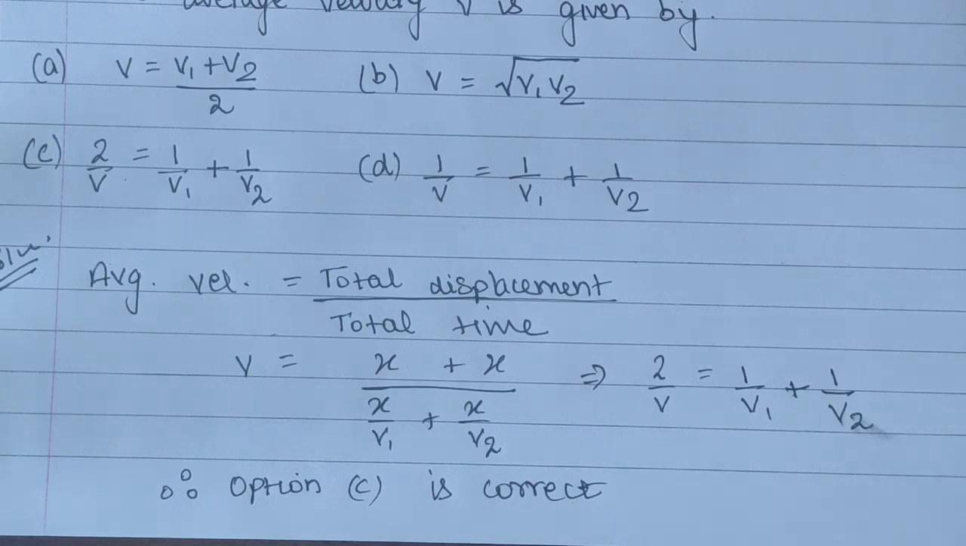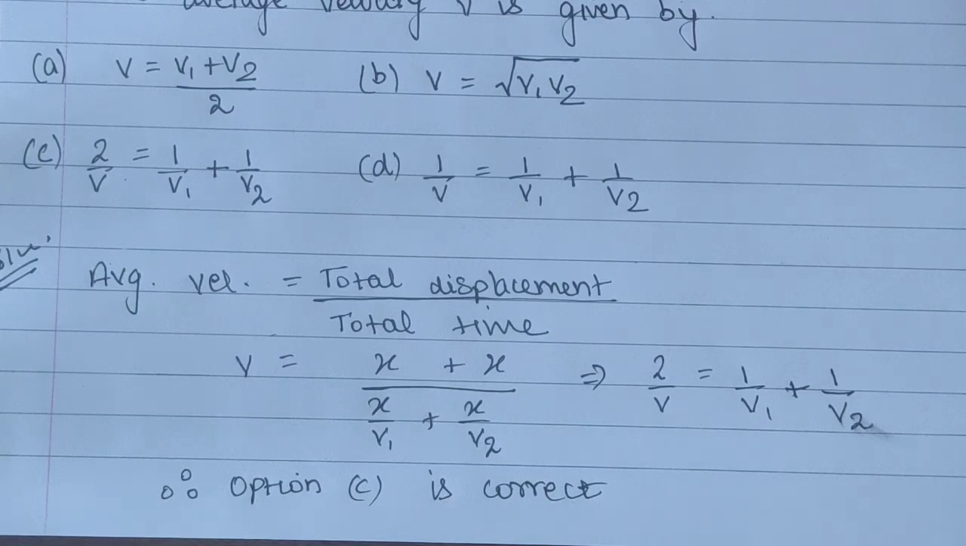Now there is a point that we need to note here. The question says that x is the distance, whereas we have taken x as the displacement. This comes from the assumption that the distances were covered in the same direction.